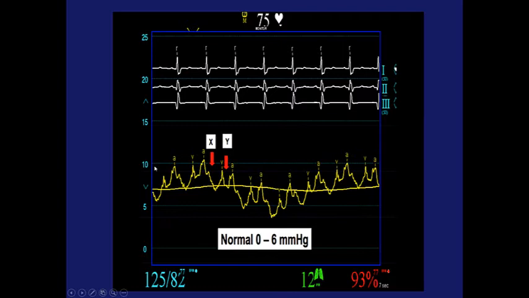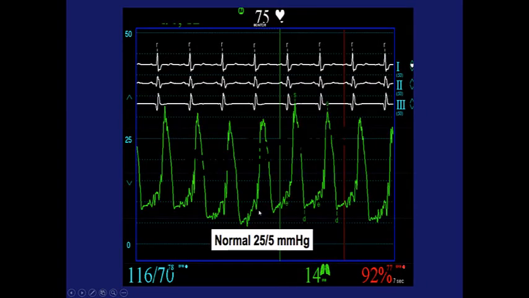Okay, once again, you look at the scale. You look at the EKG. You look at the A wave, the X and Y descent. RA pressure. Once again, look at the scale. All right, so it's a little higher.